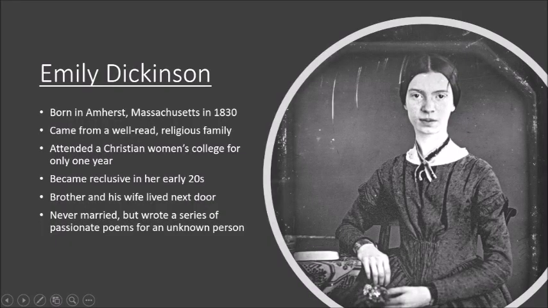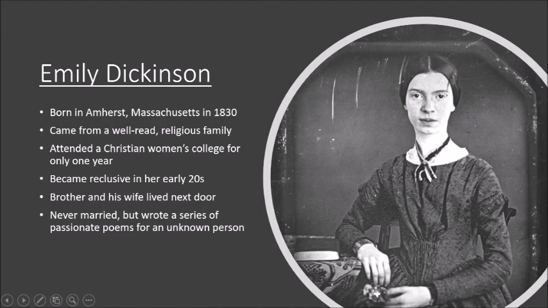So here's our photo of Emily Dickinson. This is actually a daguerreotype, which is an early form of photography that used much different technology, different chemicals. It took a lot longer and was far more expensive. And that was the sort of photographic technology available in the 1830s and the 1840s, the time when Emily Dickinson was a young girl. So she was born in Amherst, Massachusetts in 1830.